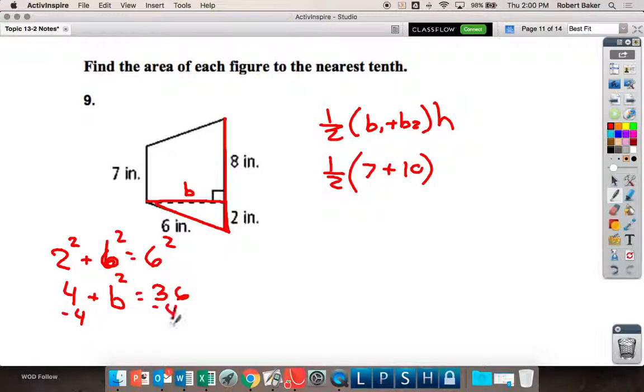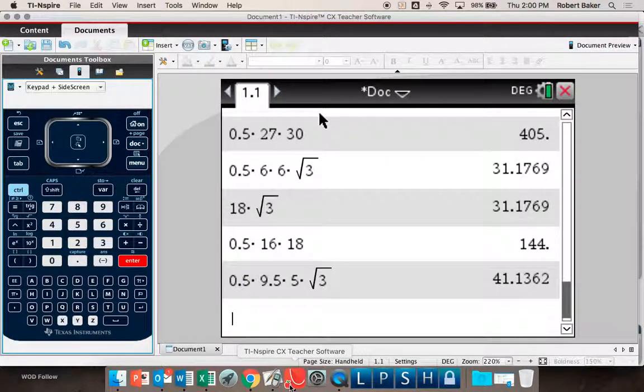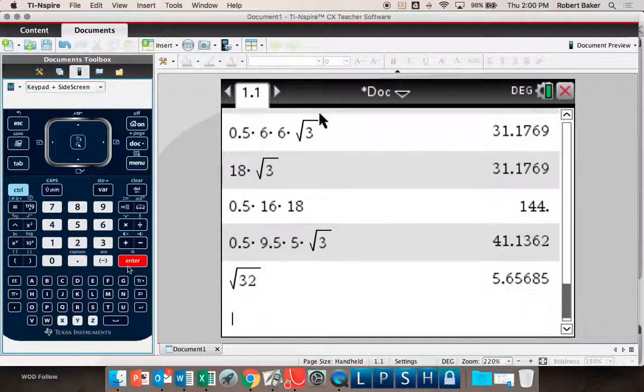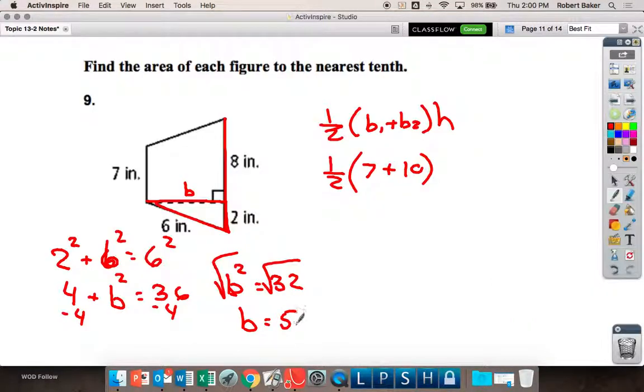Subtract 4 from both sides. B squared equals 32. And you have to take the square root of both sides to solve for b. Or 5.7. So all that math, now b is 5.7. I can plug in the last number I need to find the area. So 1/2 of 7 plus 10 times 5.7.